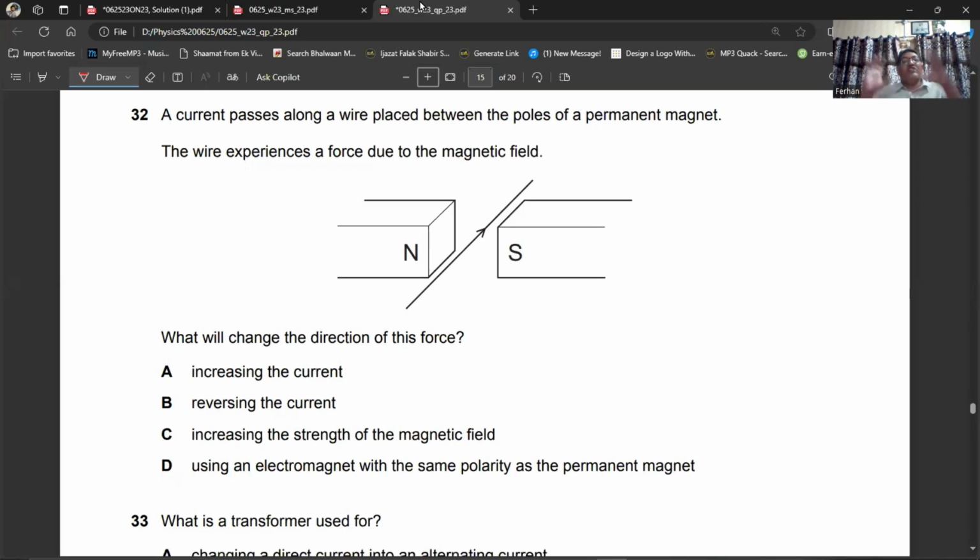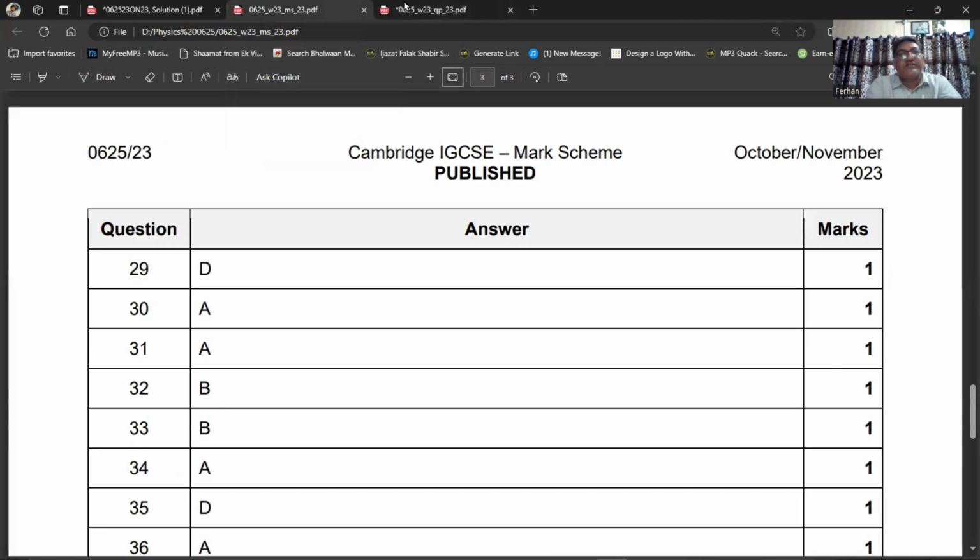Increase the current? No. Reversing the current? Yes. Reverse the current, the direction of that force will change. This is the right statement. Increasing the strength of the magnetic field? No. Using an electromagnet with the same polarity as the permanent magnet? No. B is the right option, sir. Question number 32, B is the right option.